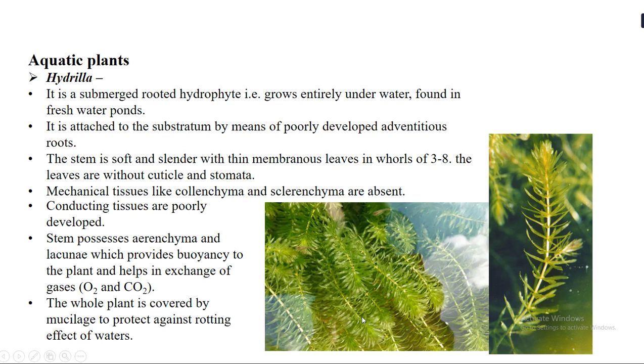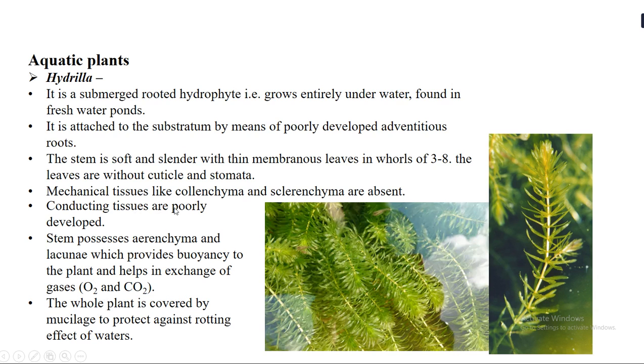Now, the substratum to which this plant is attached, the roots of the plant, are made up of poorly developed adventitious roots. When we say that they are poorly developed adventitious roots, that means it is not holding the substratum very nicely and very firmly. It is a very delicate structure. The stem of the plant is soft and slender, and it has thin membranous leaves which are arranged in a whorl of 3 to 8. So this is one leaf which is arranged in a whorl of 3 to 8. The leaves are without cuticle and stomata.